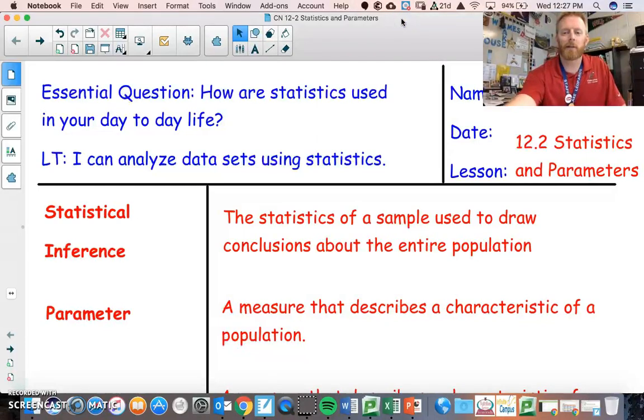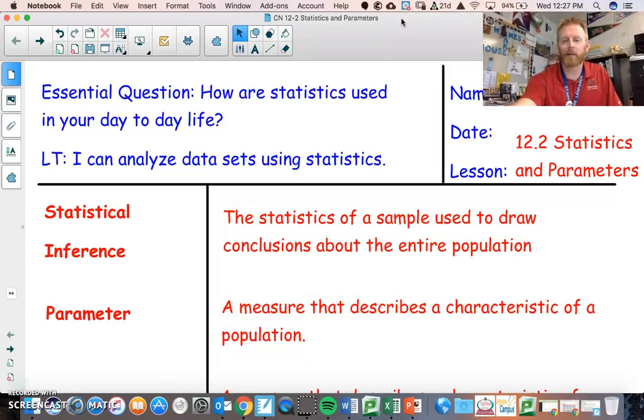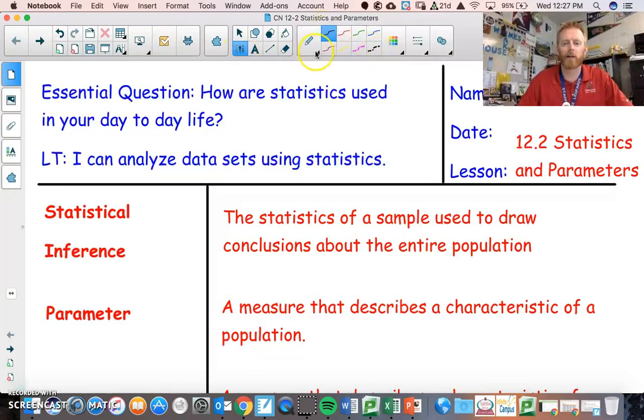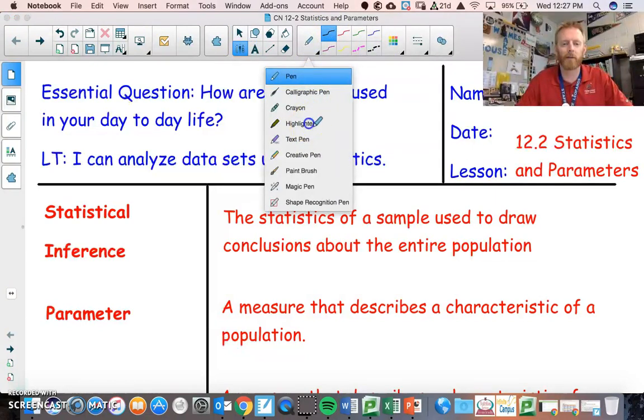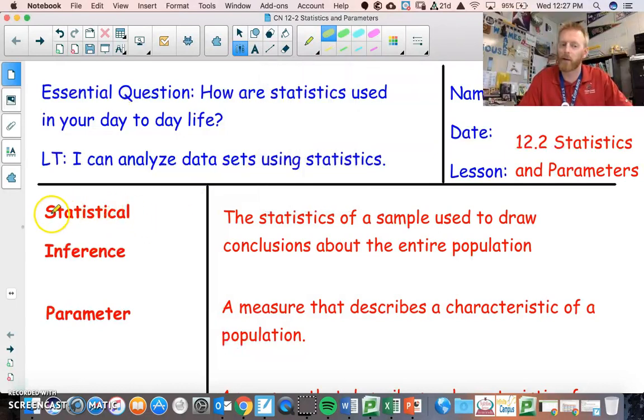On this lesson, we are talking about statistics and parameters. It's a pretty hefty lesson here, so stick with me. Do your best. Write down questions if you have them, and make sure that you are doing your best to understand the information to the best of our abilities.